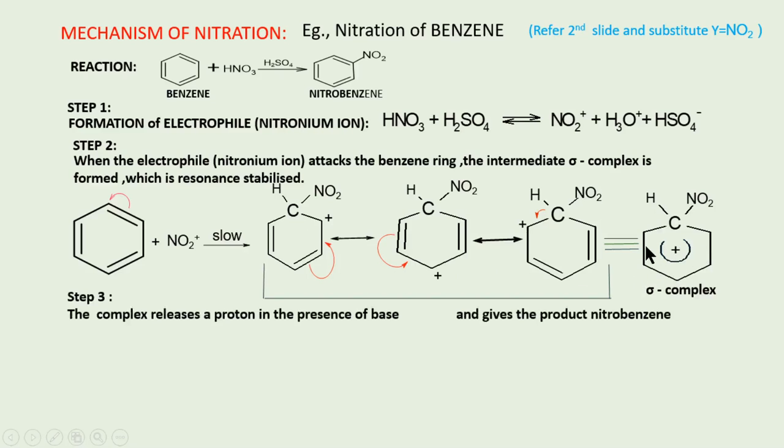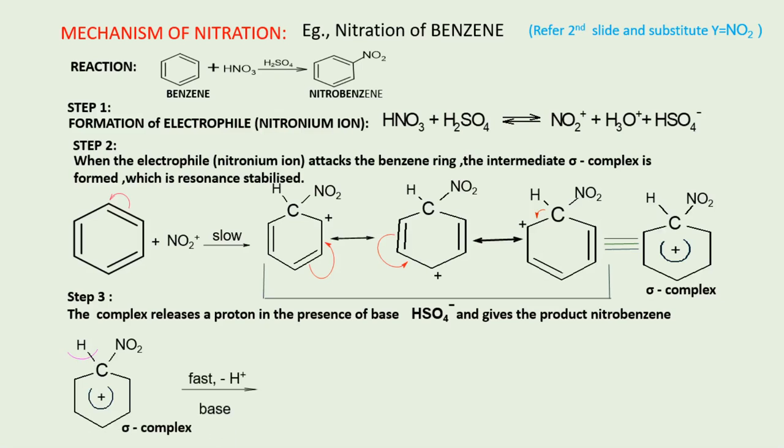In the next step, the proton is removed by the base that is already present. So this is the hydrogen. When it is removed as H plus, that is called a proton, from the sigma complex, and this step is the fast step.